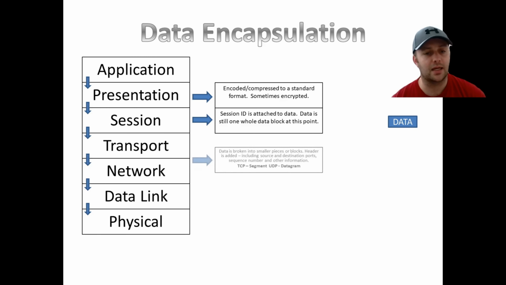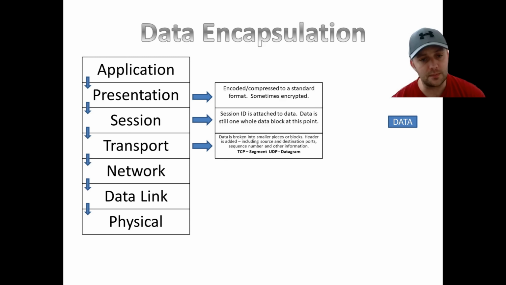Again, from session, we hand it down to the transport layer. And this is where the data is broken up into smaller chunks or smaller blocks, if you will. And this is where the data gets its first header. So it's going to get a TCP header. And remember, when we talk about transport layer, this is layer 4. This is where we start talking about things like ports and protocols.